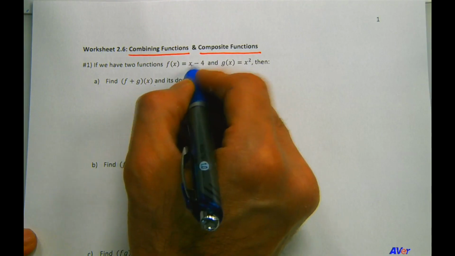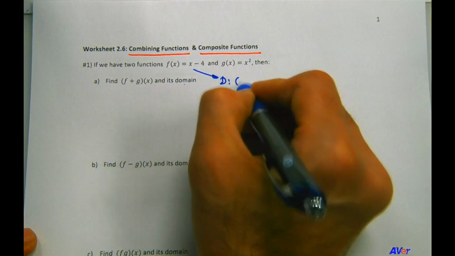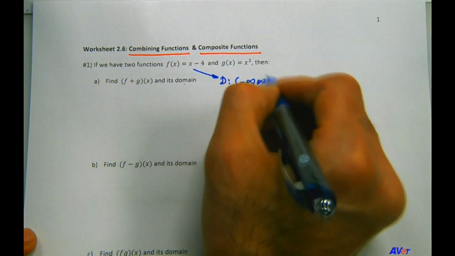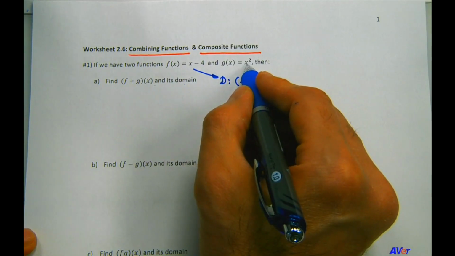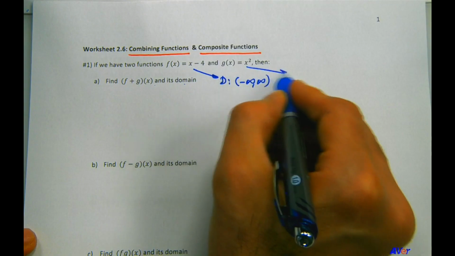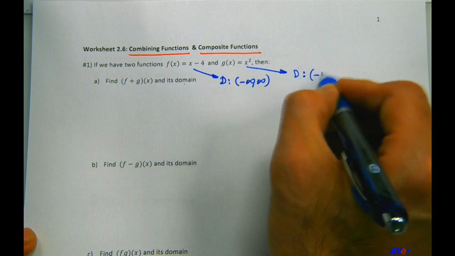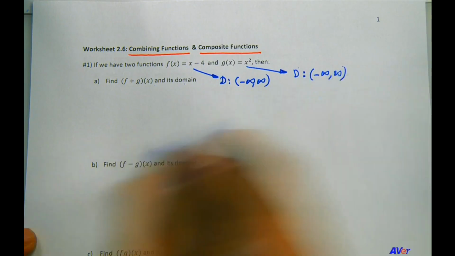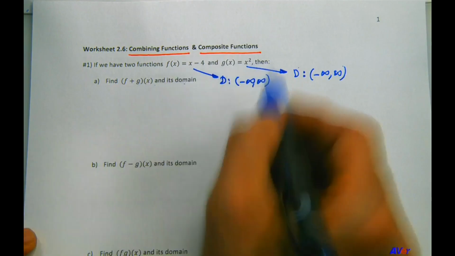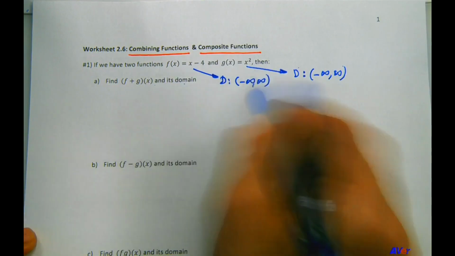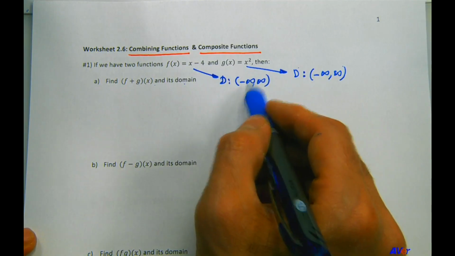The domain of this function is negative infinity to infinity. There is no restriction there. The quadratic function is a polynomial function, and polynomials always have a domain that is negative infinity to infinity. So as we find the addition of these two functions, the domain of the combined function is the intersection of these two domains, which is going to be negative infinity to infinity.